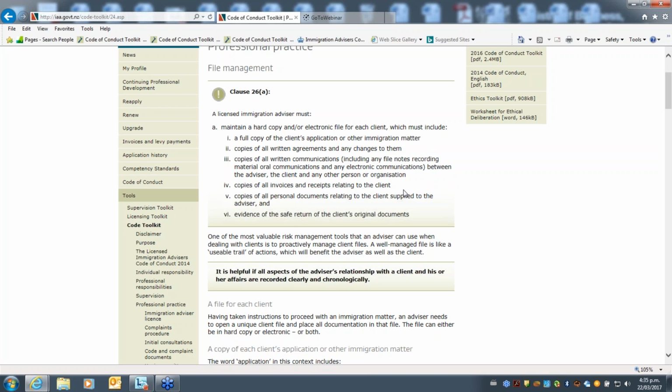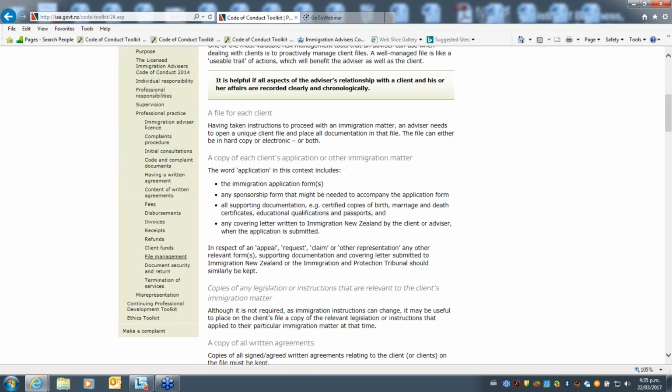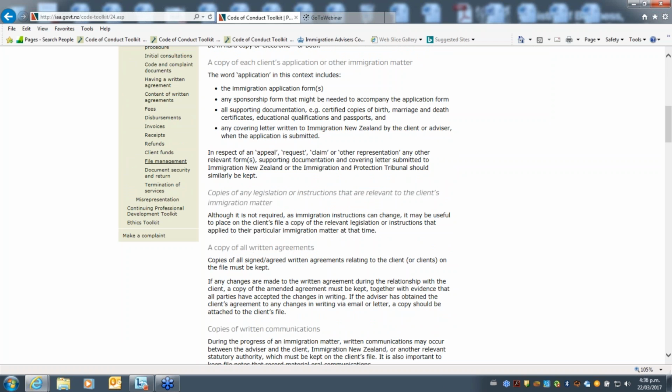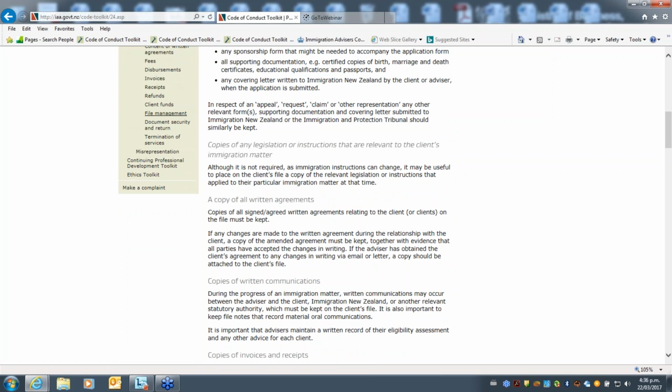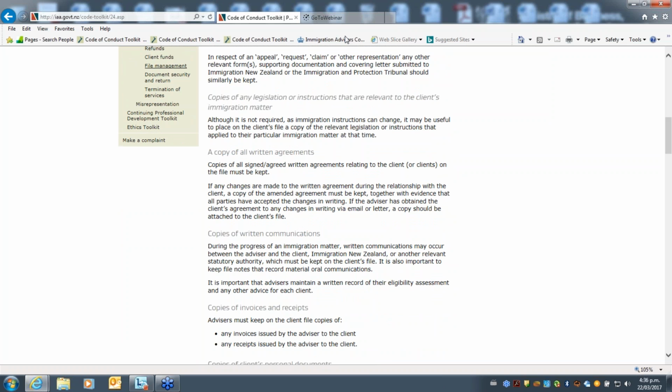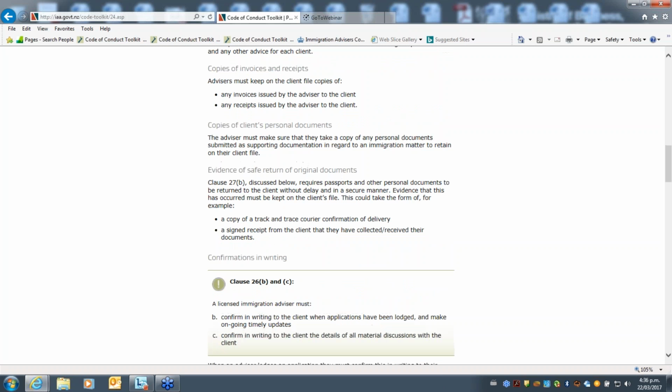Copies of all invoices and receipts relating to the client, copies of all personal documents relating to the client, and evidence of the safe return of the client's original documents. It's very helpful if you put all of these things in place. And if you're concerned that you're not keeping your records of all of these things, then flag this clause as something to come back to after the webinar. And there are more detailed explanations in here, which I won't read out because I don't have time, but please do go back to this in terms of explanations of what is meant here.